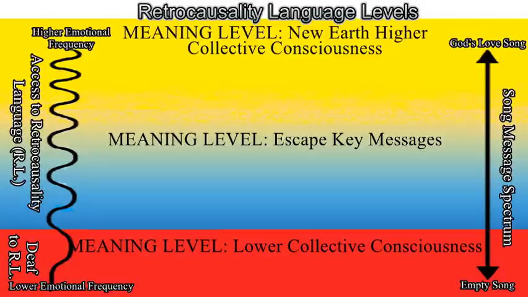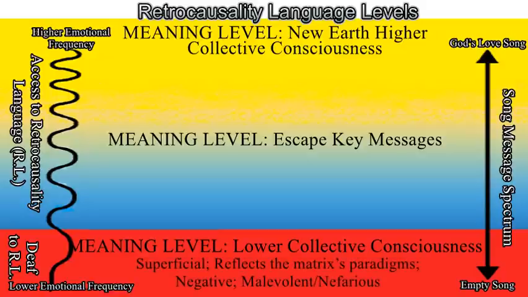But until a person is able to do that, the meaning behind songs will only reflect concepts related to the lower collective consciousness earth. So for the lower collective consciousness meanings level, at best, the lyrics will have superficial, empty meanings. It'll sound like it's only talking about the romantic love between two humans, and it'll seem like it has nothing to do with God's love or even just God at all. That's the best case scenario. Worst case scenario, the lyrics will seem like they're referring to mainly negative and nefarious things. Basically, the meaning behind the song will reflect ideas rooted in the paradigms of this matrix.